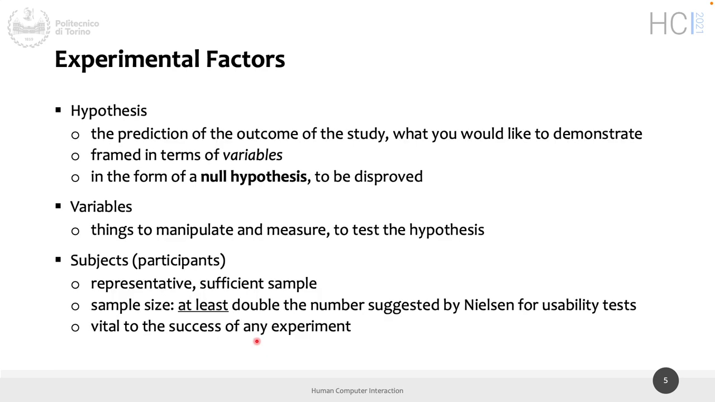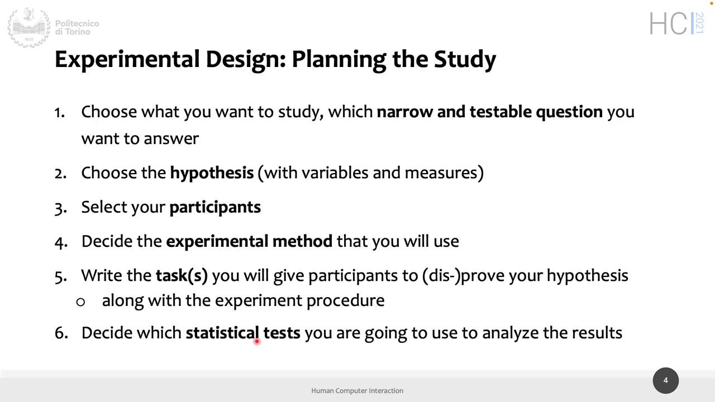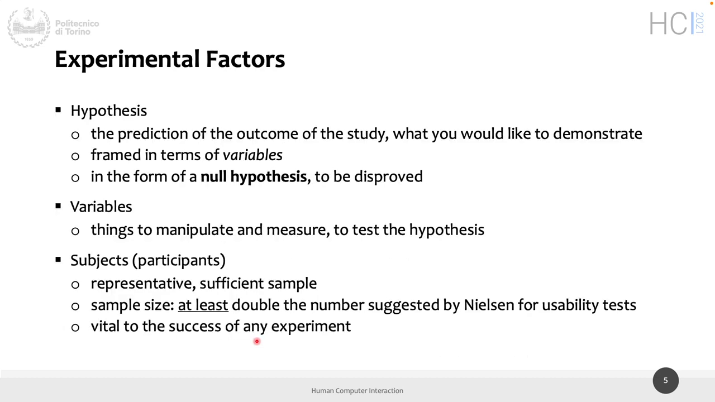So, let's start from this list. We sort of understood this narrow and testable question. So we need to have something very specific and something measurable for our experiment. We don't know now what this hypothesis is and how to formulate it. We don't know how many participants we need. And we don't know these experimental methods nor the statistical test. So we are going to see these four factors now. So let's start from participants.